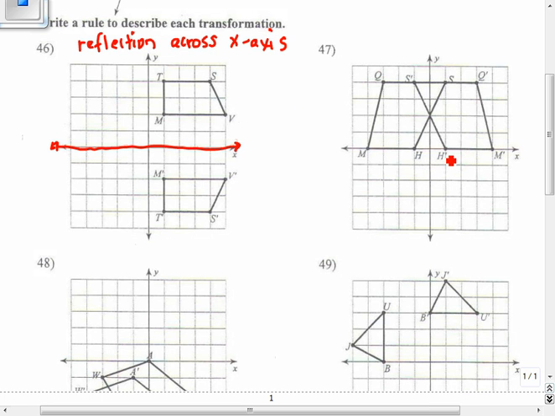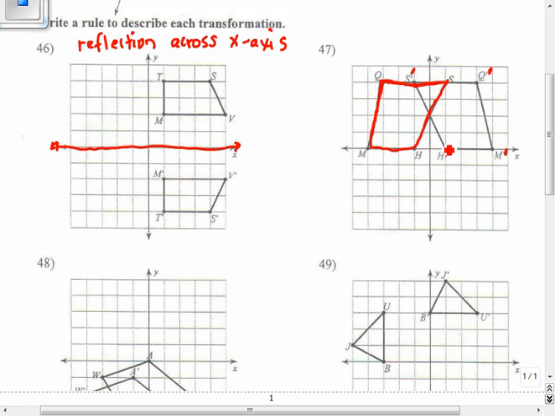Now, I'm just identifying the primes here. I'm identifying the primes and I'm highlighting the original because that's a little difficult for me to figure out which goes with which. Okay, so it looks like our line goes through the figure itself, which is fine. Once again, we see that they've switched positions. M was on the left, now M's on the right. H was on the right, now it's on the left.